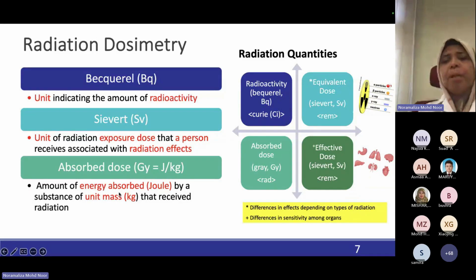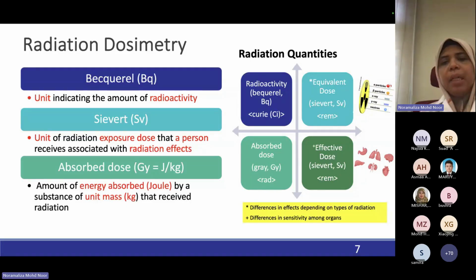Usually we also talk about the equivalent dose, which is given in the unit of sievert, and also the effective dose, which is also given in the unit of sievert. But the variation between these two is that the equivalent dose takes into account the difference in the types of radiation you are being irradiated with, either alpha or beta or gamma or neutrons.